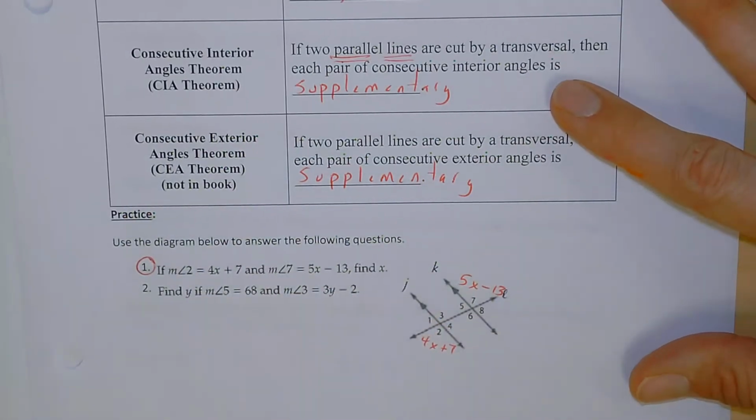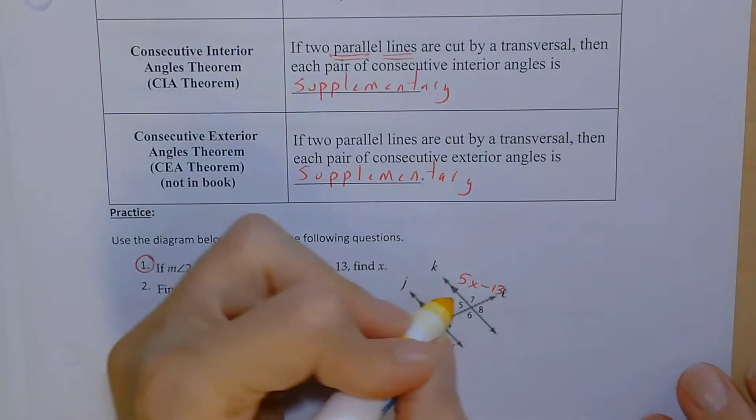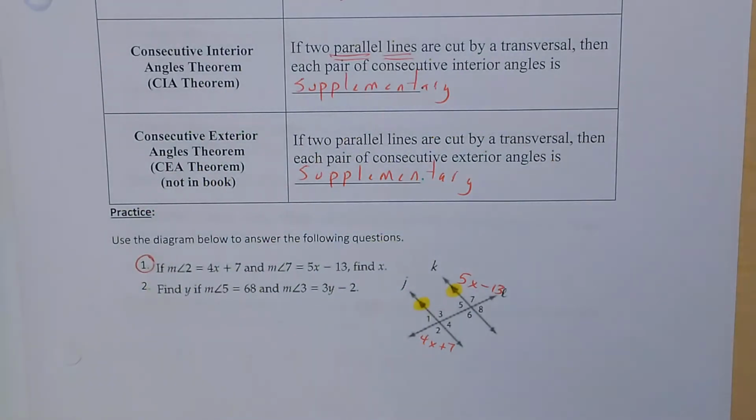Now, the very first thing I want to do is ask myself, are these lines parallel? Because if they're not, I might as well quit. So look for the little arrows. That means that the lines are parallel. Golden, they are. So now I'm going to ask myself, what kind of angle pair is that?